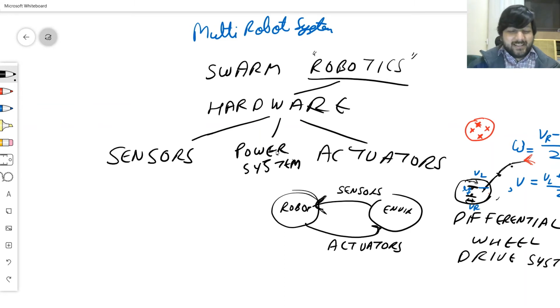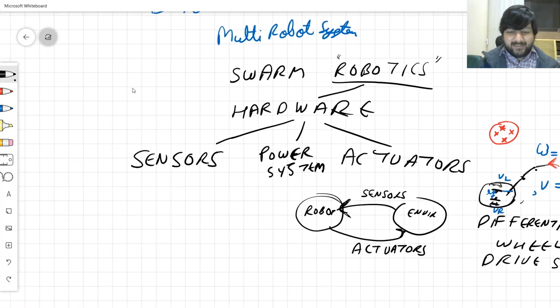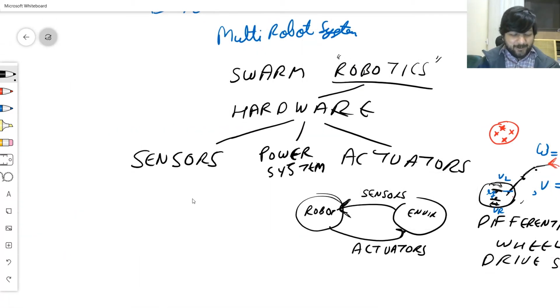Now of course there is research into swarm robots which can charge on the fly, as in use solar and all those energies that are in the environment. I'll not speak about that. Let's directly come to the sensors, which is a whole lot more interesting.